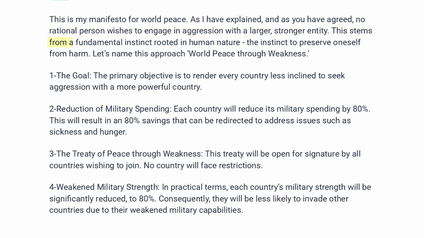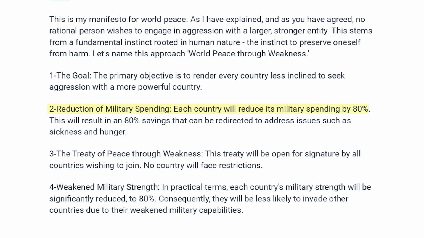This stems from a fundamental instinct rooted in human nature, the instinct to preserve oneself from harm. Let's name this approach world peace through weakness. 1. The goal, the primary objective, is to render every country less inclined to seek aggression with a more powerful country.